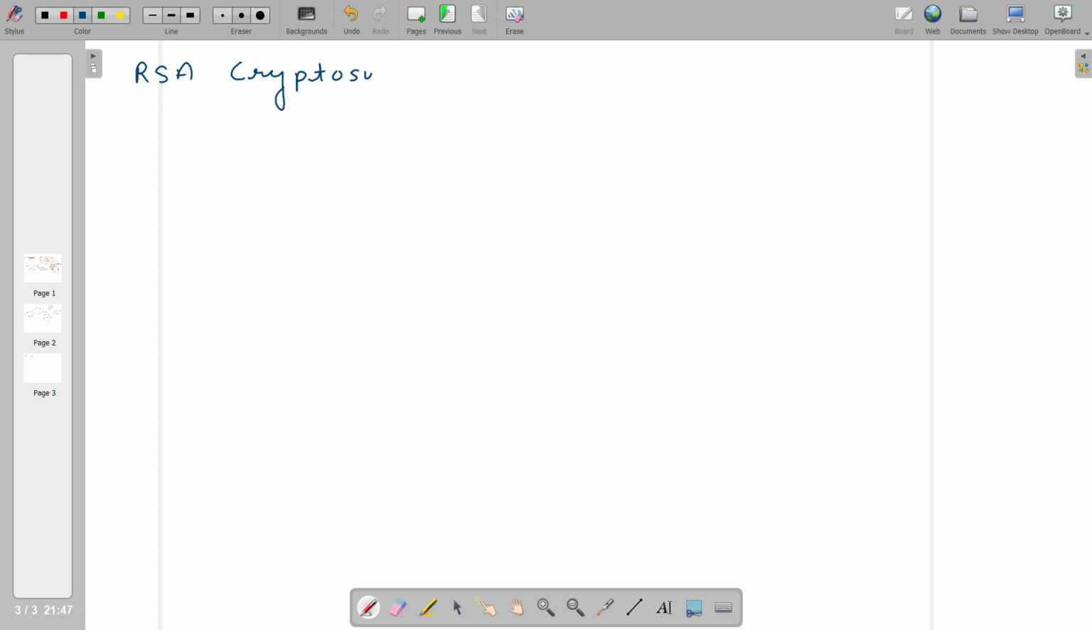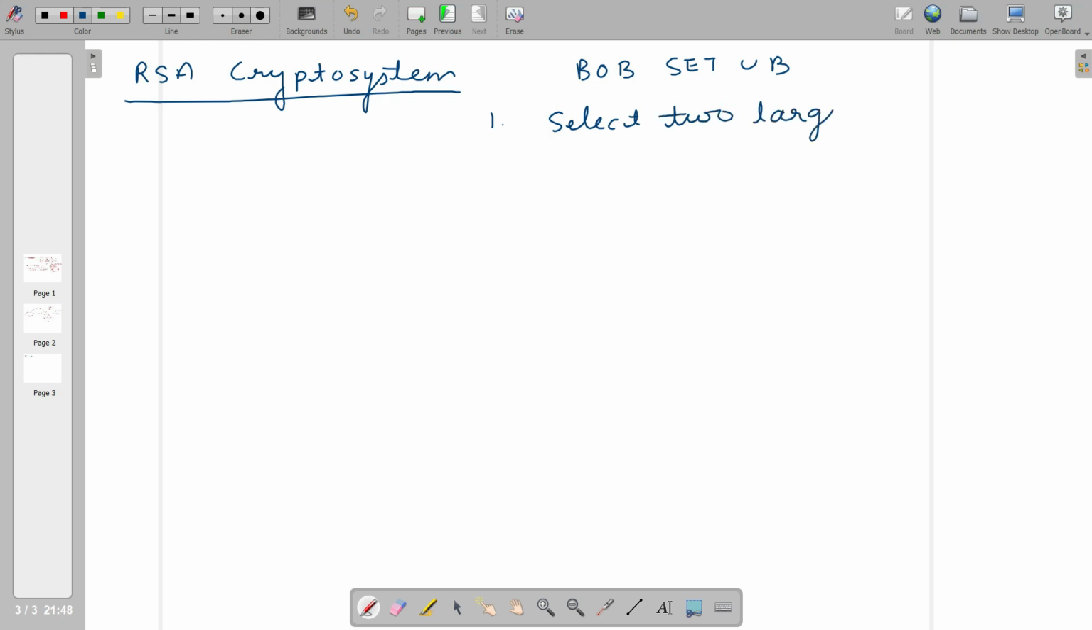So for this RSA crypto system, the first thing is that the setup should be generated by Bob, because Bob has to send its public key to Alice, and only then can Alice encrypt the message. So we will check the Bob setup stage, how Bob is going to set up the scheme. First, Bob will select two large primes, and let's say the primes are P and Q.